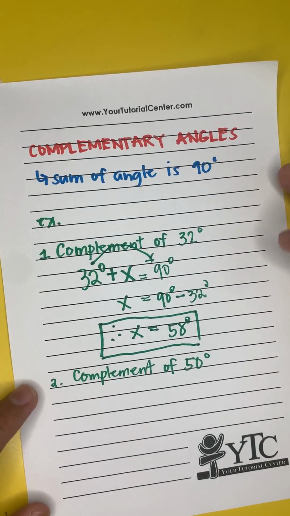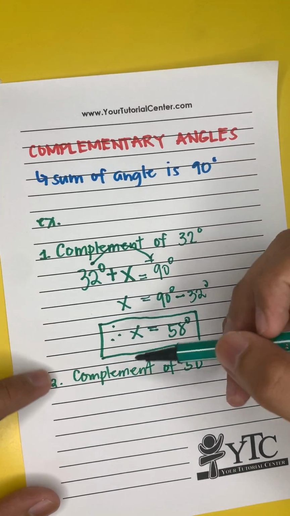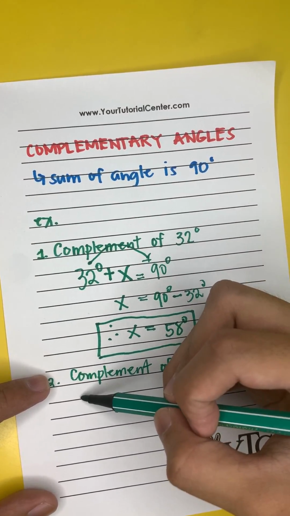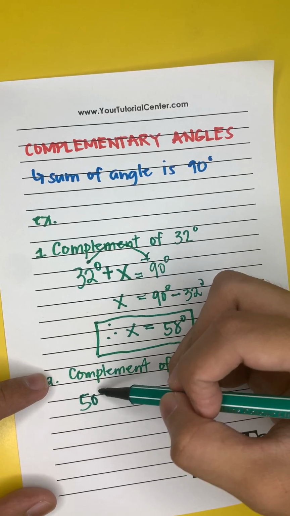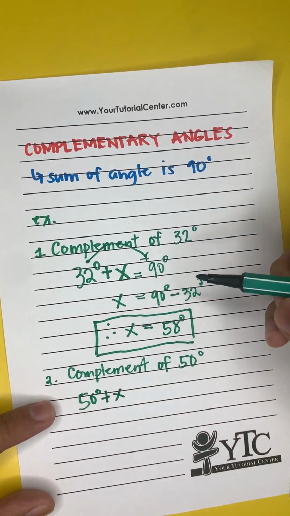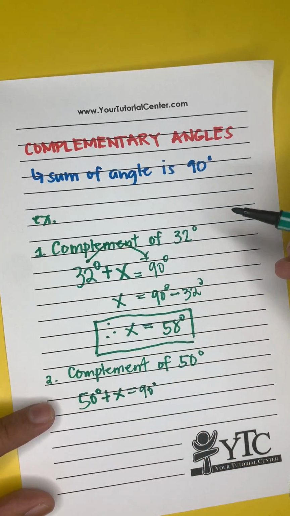For number 2, complement of 50 degrees. So as usual, first step, let's copy the given, which is the 50 degrees, and add the unknown angle. Then the sum is 90 degrees.